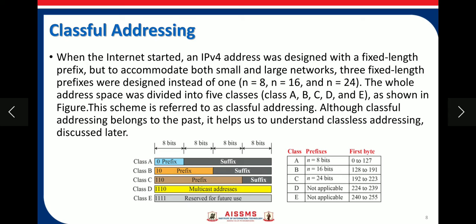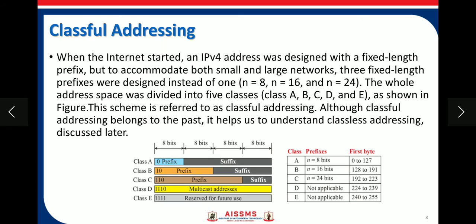Classful addresses. When the internet started, IPv4 addresses were designed with a fixed-length prefix, but to accommodate both small and large networks, three fixed-length prefixes were designed instead of one. The whole address space was divided into five classes, A, B, C, D, and E, as shown in the diagram. The scheme is referred to as classful addressing.